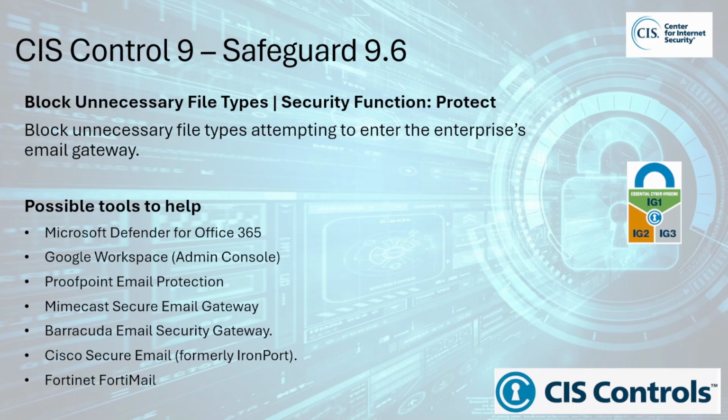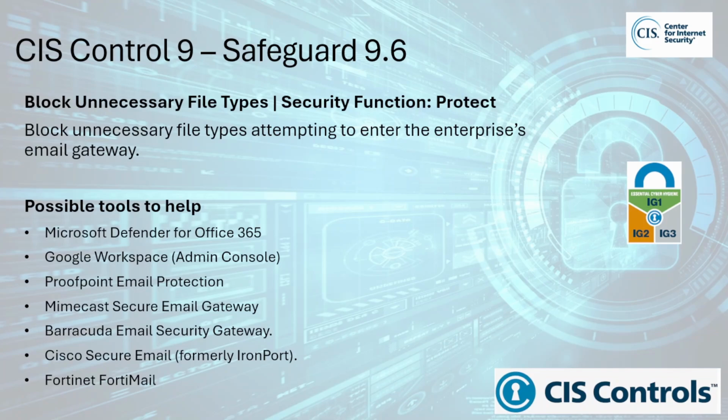Why is the safeguard important? 1. Reduces malware risk. Many malware infections originate from file attachments and emails. Blocking known risky file types prevents threats before they reach users. 2. Limits phishing payloads. File types like .js or macro-enabled Office documents are often used to deliver phishing payloads. 3. Strengthens perimeter defense. Email is a major attack vector. Filtering file types at the gateway adds a proactive layer of protection.